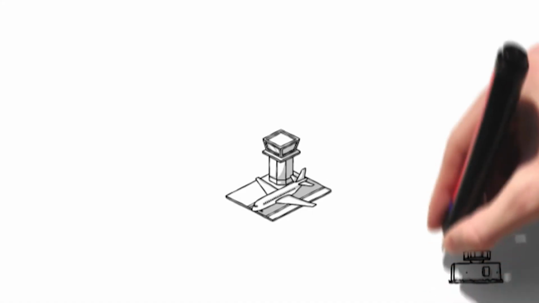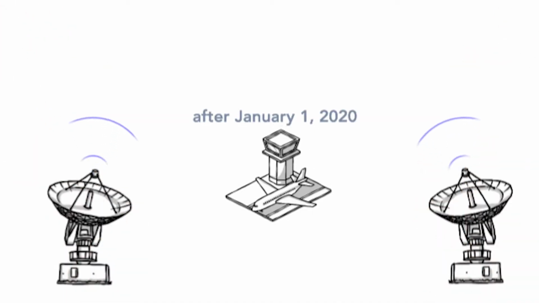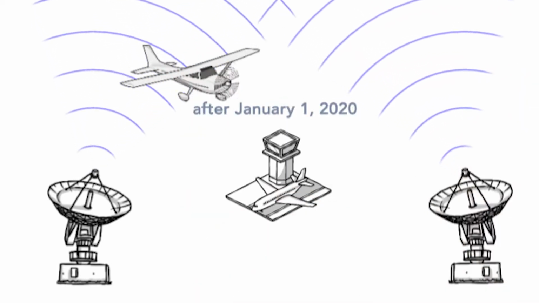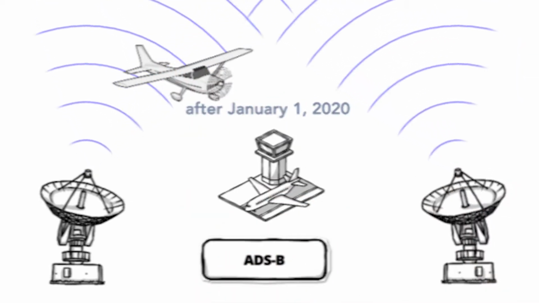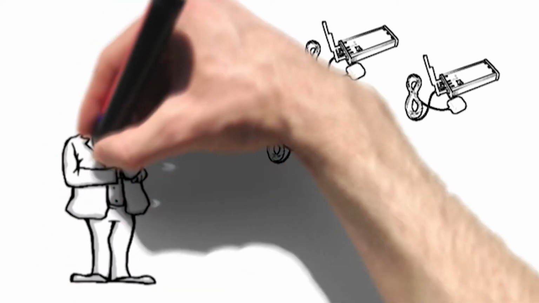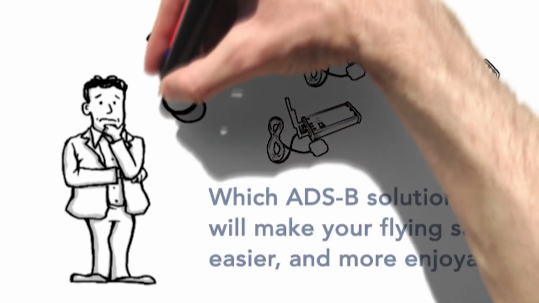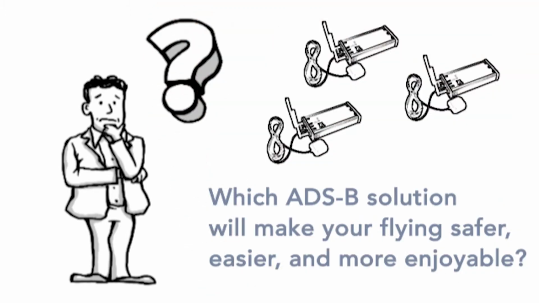To fly in controlled airspace after January 1st, 2020, the FAA is requiring you to make a change to your aircraft with ADS-B. While there are several options available today, as an aircraft owner, the biggest decision you need to make is, which ADS-B solution will make your flying safer, easier, and more enjoyable?